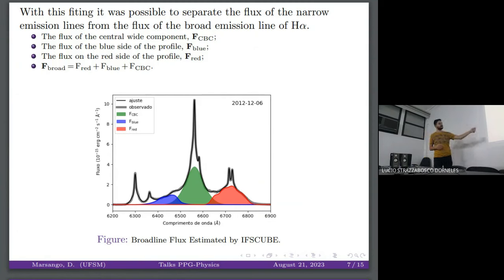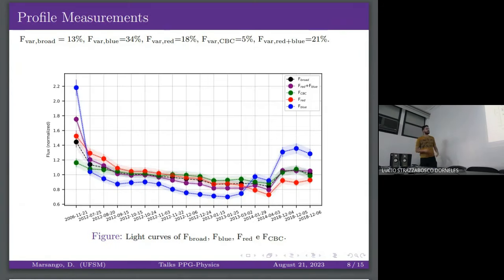The broad line flux is a sum of F red, F blue, and F sub C. F red is the flux on the right side. F blue is the flux on the left side. F sub C is the central flux, illustrated in green in this figure. These measures help understand variation of the flux in each side of the double peak profile.